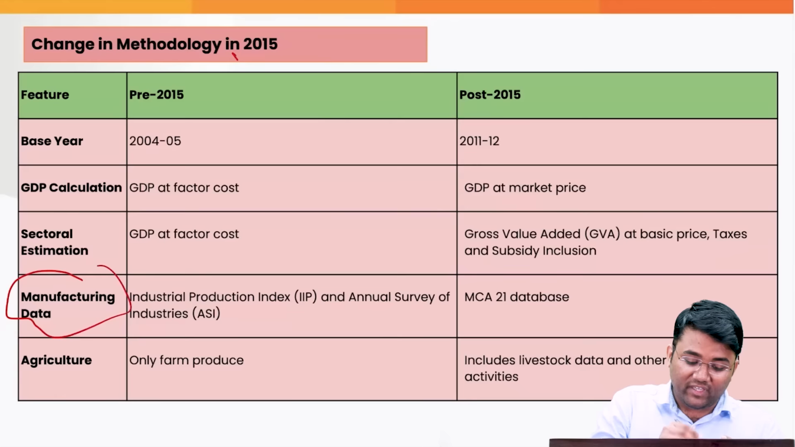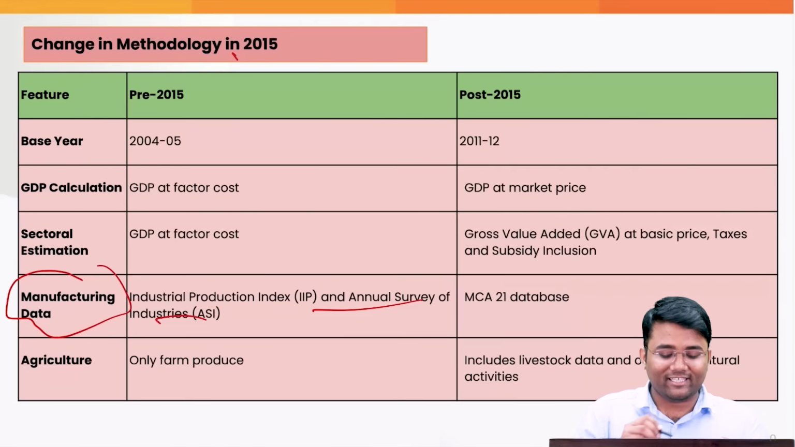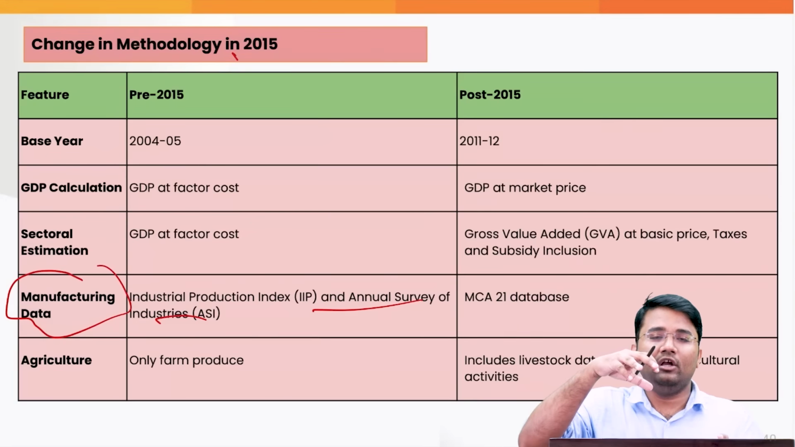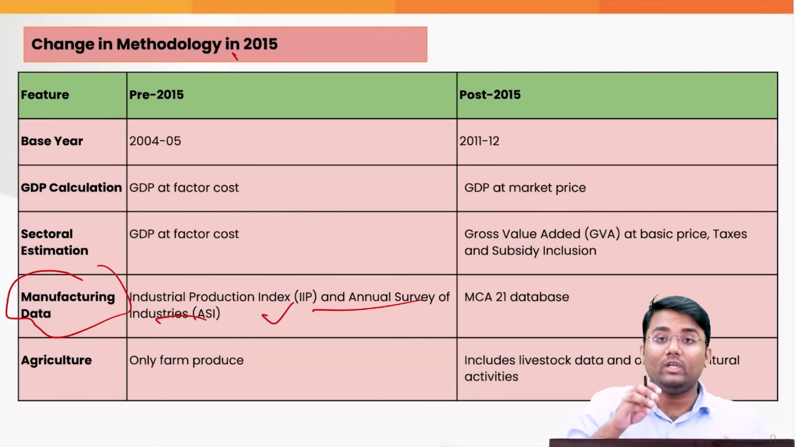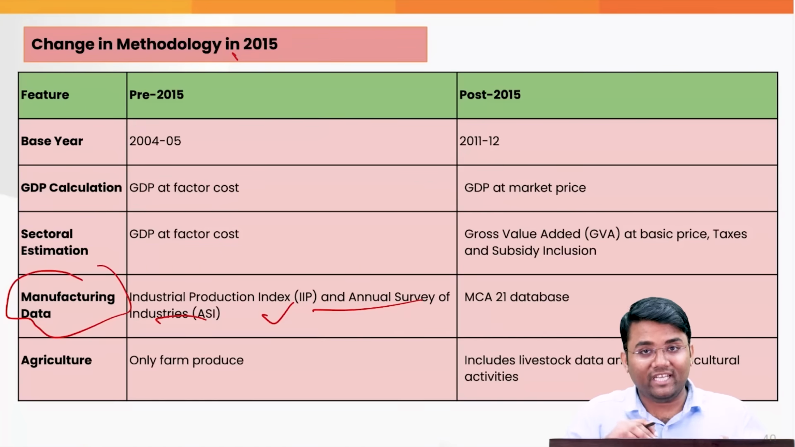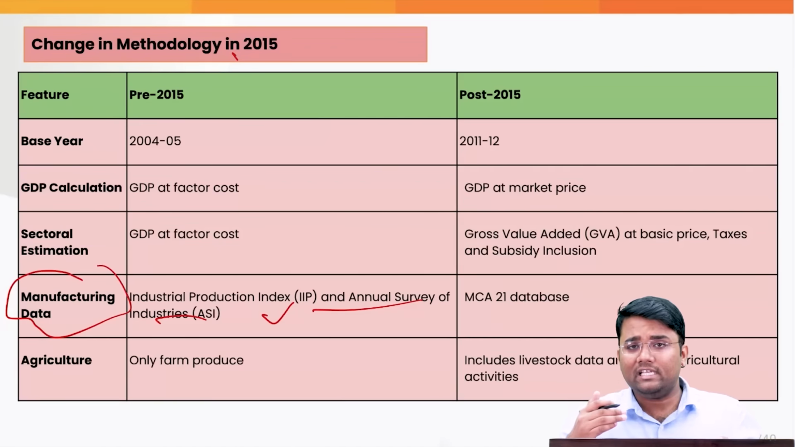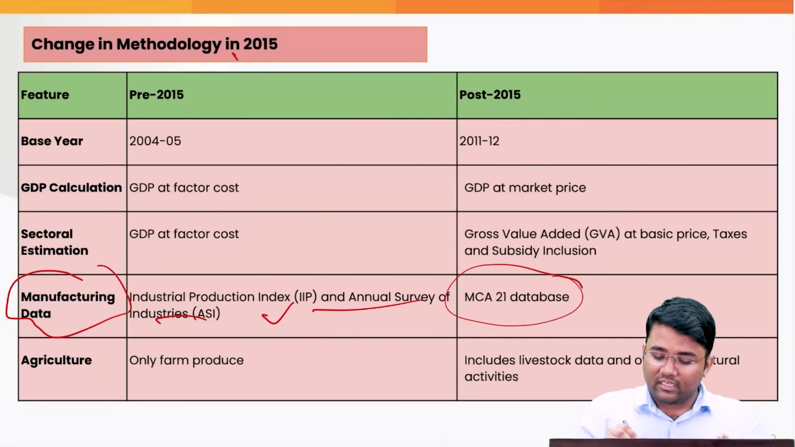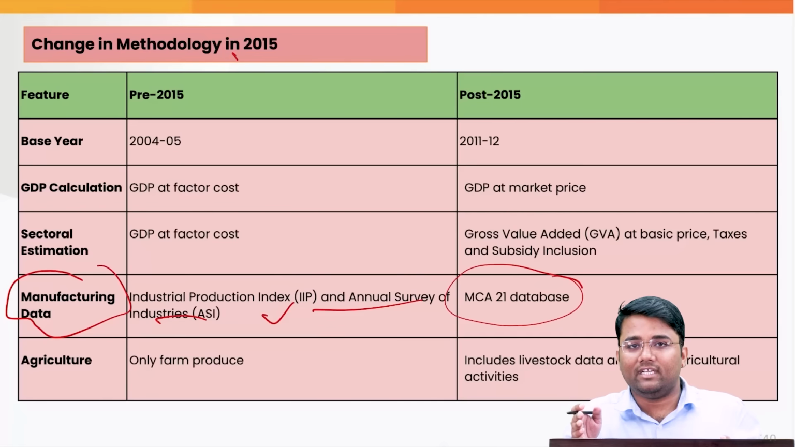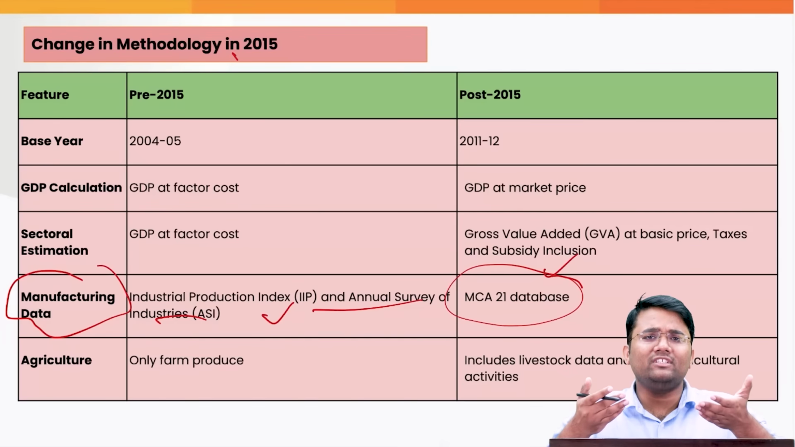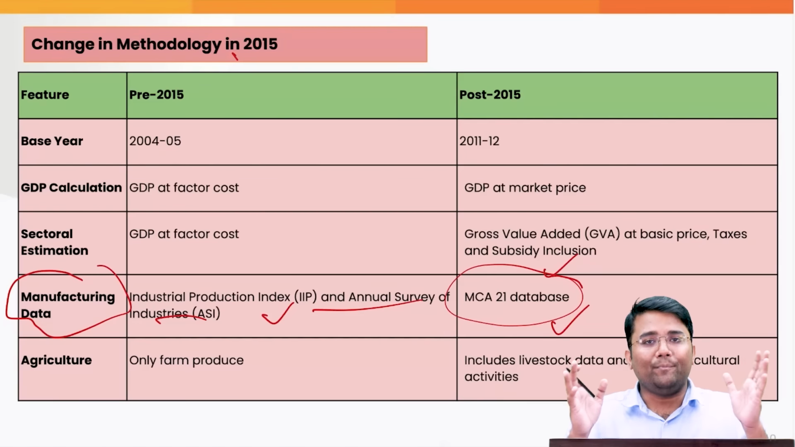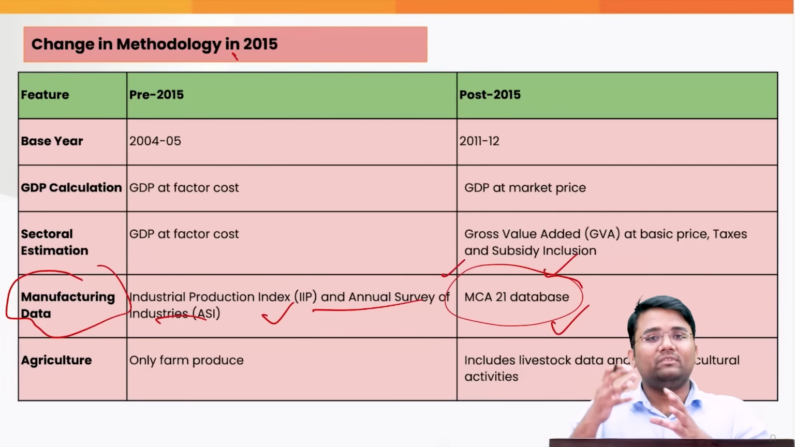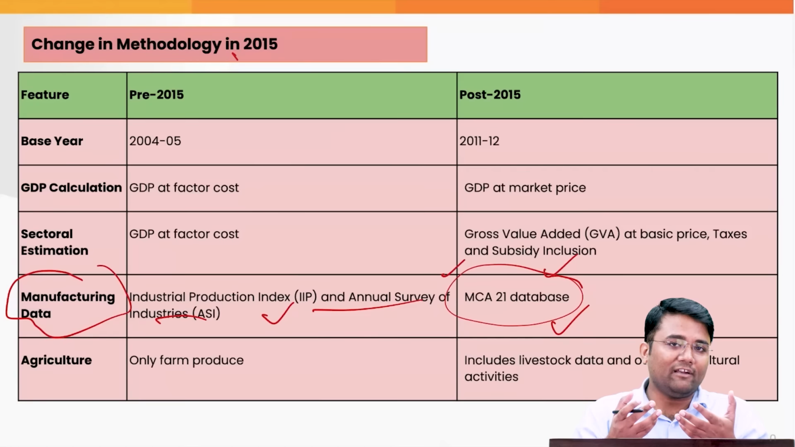Also, if we talk about the manufacturing data, earlier it was based on the annual survey of industries, the survey that was happening of the industries, and the data that we were getting through this survey, we were calculating GDP based on that. What were the issues under this? This data was not updated. Much of this data was defunct. But then we shifted to the MCA 21 database, where every company has to upload its data by itself. Here we were getting much wider, much more comprehensive data. There was also data from the informal sector which was earlier left out.